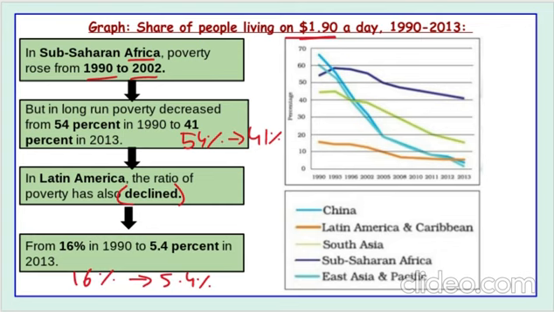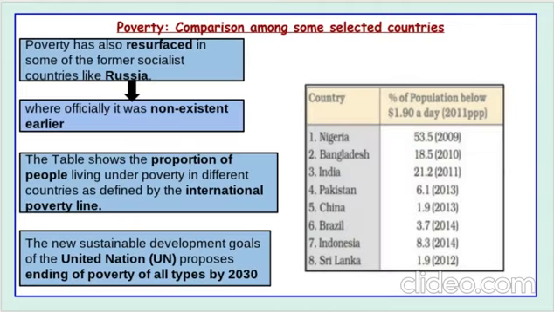So here, if you see China, Latin America, Caribbean, South Asia, Sub-Saharan Africa, East Asia Pacific, all of these are the places where the poverty level increase and decrease are mentioned. Now, poverty comparison among some selected countries. Poverty has also resurfaced in some of the former socialist countries like Russia. Russia was a socialist country, but officially poverty was non-existent earlier. Now poverty has resurfaced.